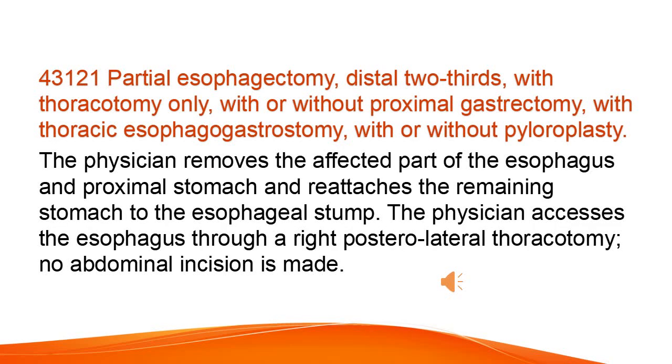Partial esophagectomy, distal 2/3, with thoracotomy only, with or without proximal gastrectomy, with thoracic esophagogastrostomy, with or without pyloroplasty. The physician removes the affected part of the esophagus and proximal stomach and reattaches the remaining stomach to the esophageal stump. The physician accesses the esophagus through a right posterolateral thoracotomy, no abdominal incision is made.